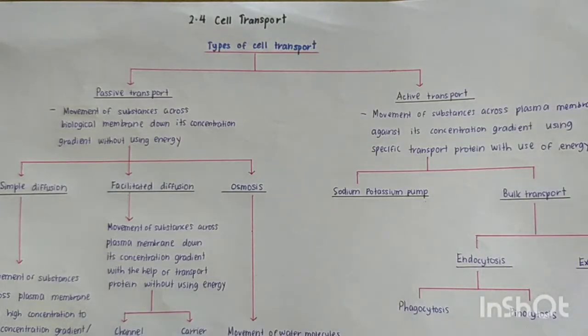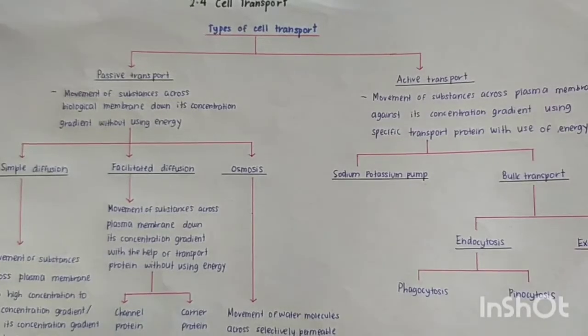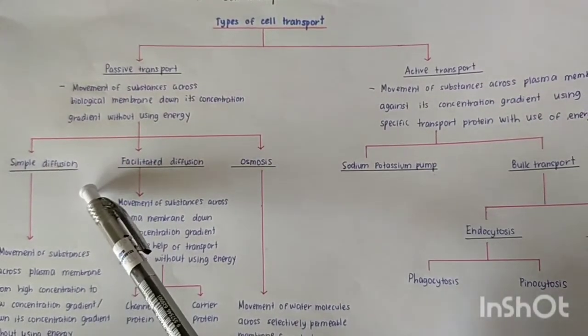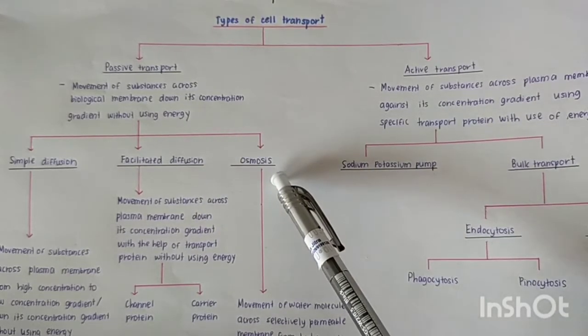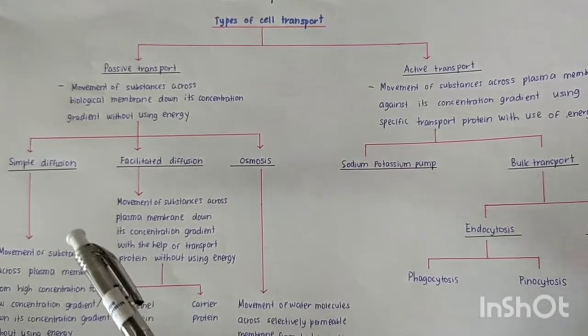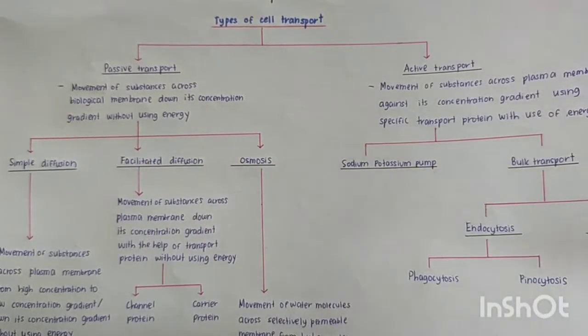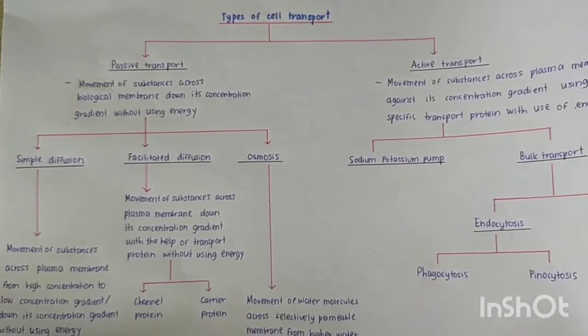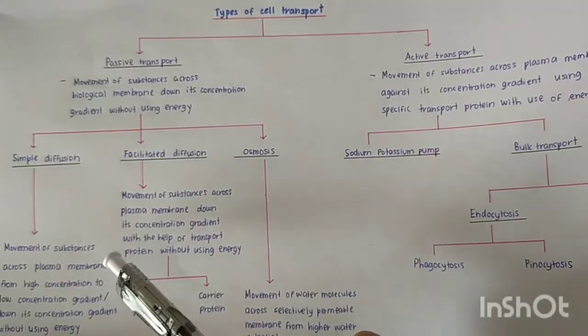For passive transport, we can divide it into another three types. The first one we call simple diffusion. Next, facilitated diffusion. The other one, osmosis. So what is the difference between simple diffusion, facilitated diffusion and osmosis? Now we look at simple diffusion first. This one is just for the overview. Later I will explain in detail.